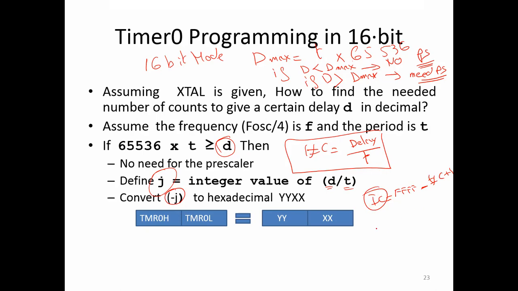So this is the initial count. Let's suppose that our initial count is, for example, 3026. What is the value of timer 0 low and timer 0 high?